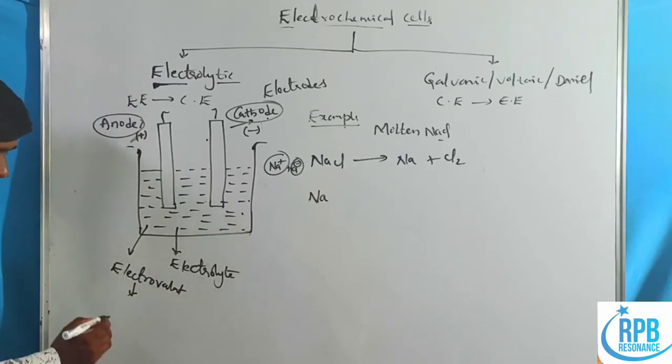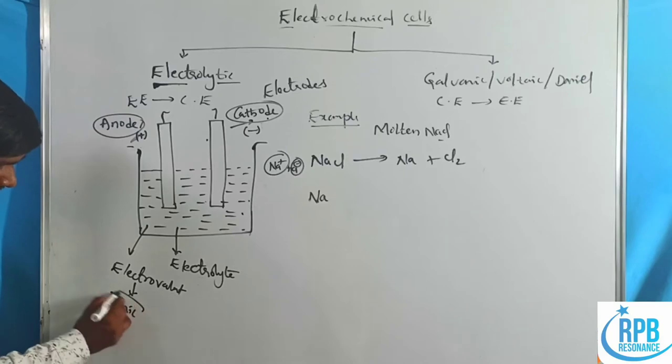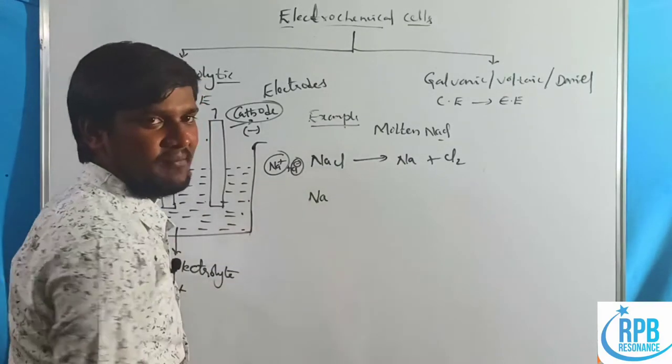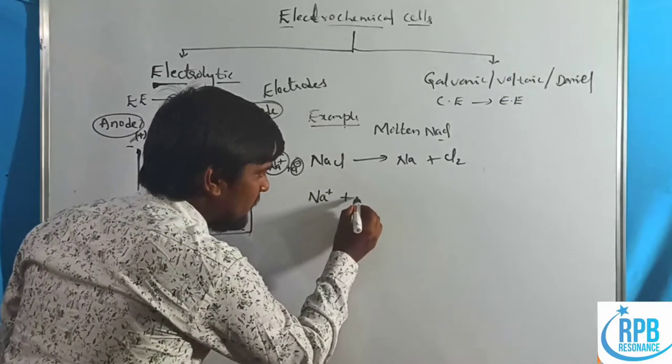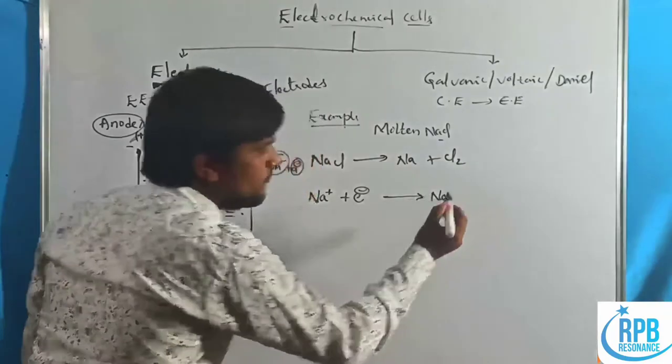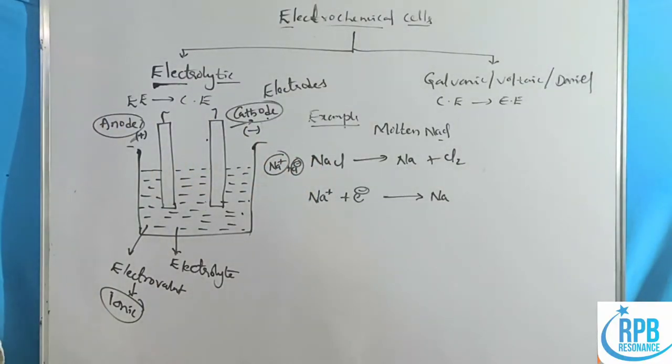That means here it is the ionic bond. Electrovalent is nothing but ionic bond. So that's why ions are liberated. Now here Na+ and Cl- are there. Na+ will gain the electrons and it forms the sodium.